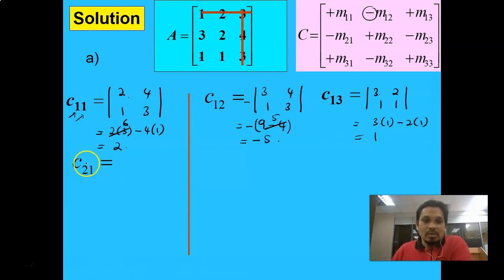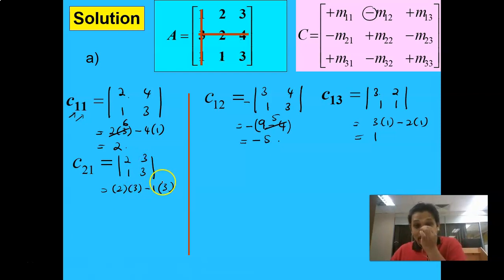Next, C21, the cofactor of 2, 1. Now we hide the element in row 2 and column 1. I see here now 2, 3, 1, 3. So multiply 2 times 3 minus 3 times 1. It's AD minus BC here. 2 times 3 equals 6, and 6 minus 3 equals 3.